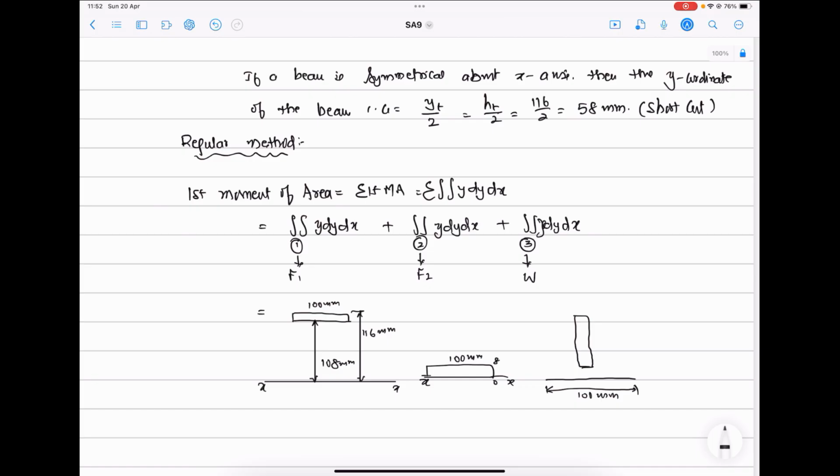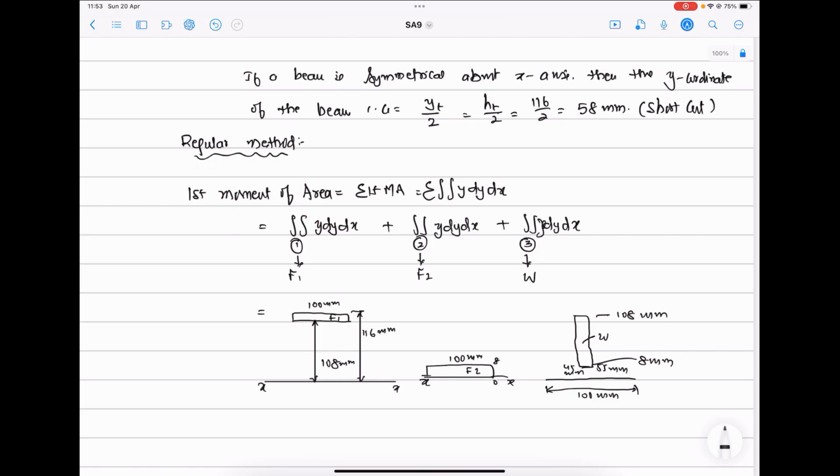Web height is this, thickness is 10 mm. That means here it starts with 45 mm and ends with 55 mm. And it starts with 8 mm here and 108 mm here. This is the web. This is F2. This is F1. This is how we have to do.